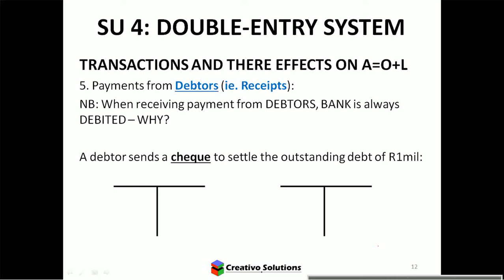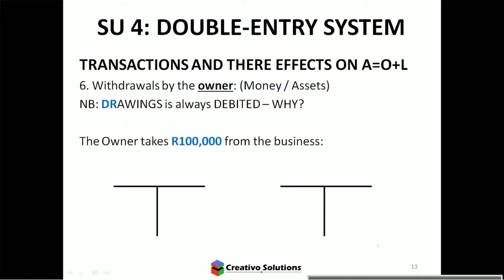Okay, so bank will increase. Why? Because you're getting money from a debtor, from a client paying you. So the debtor will be decreasing and the bank will be increasing. Debtors is the asset. Asset decrease on the credit. Okay, good. Right, next.